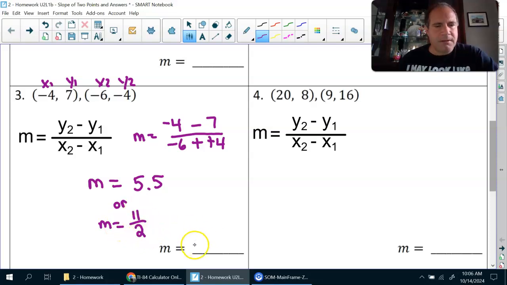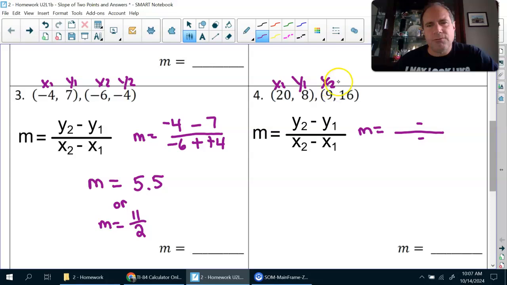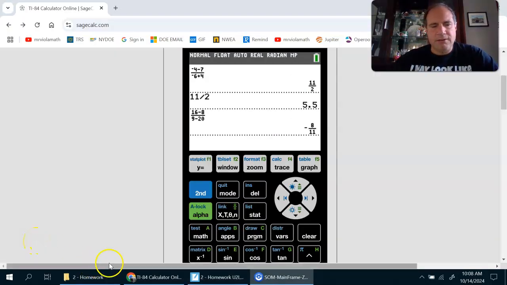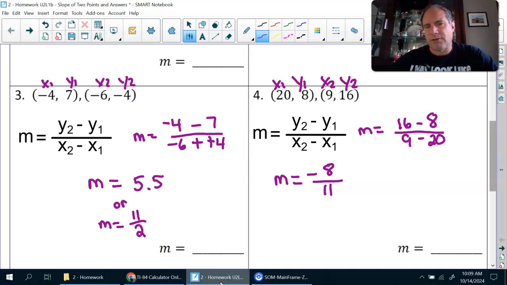All right. And then m equals, we're going to set up our fraction with the two minus signs. This is x1, this is y1, this is x2, this is y2. So we're just going to go to y2, which is 16 minus 8, and then 9 minus 20 for x2 minus x1. And there is your answer for that one. You just put this directly in. You remember, you press alpha x and you get to this fraction. You just make the calculator do all of the work. It's negative 8 over 11, and that is your answer.